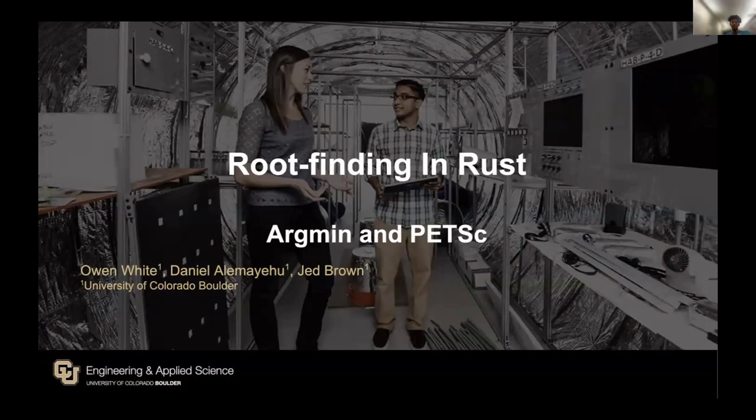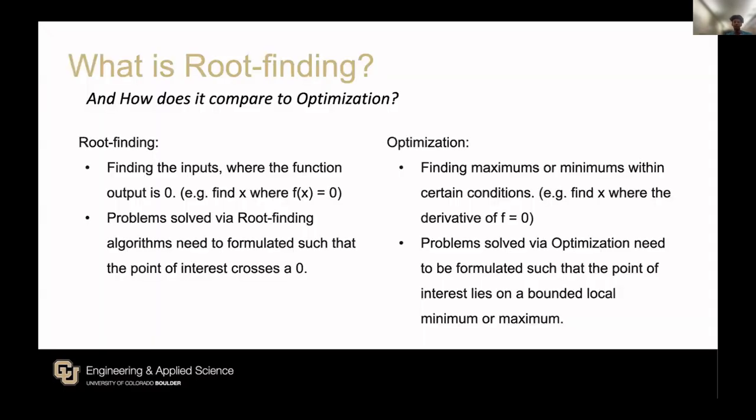I'm Danny. Today I want to talk to you guys a little bit about root finding in Rust. So what is root finding? And another question we had was how does it compare to optimization? So root finding is where we try to find the inputs where a function's output is zero, or where f of x is equal to zero.